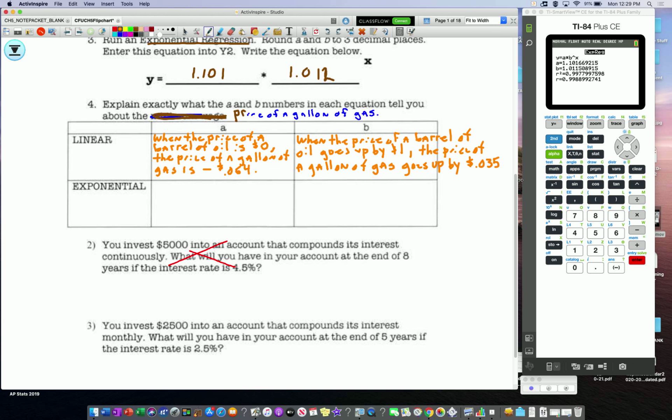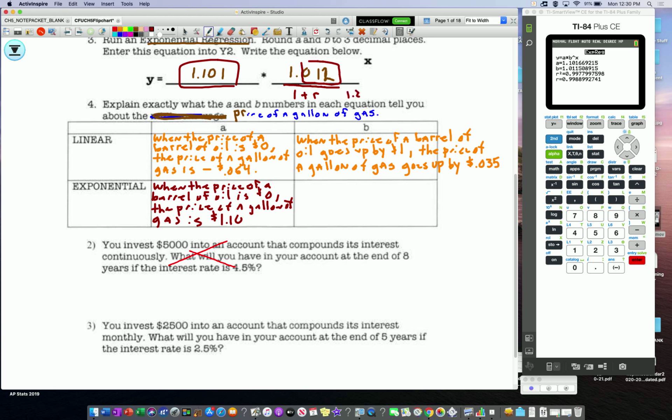All right, so let's look at exponential. So now exponential, okay, is it saying this? When the price of a barrel of oil is $0 again, now the price of a gallon of gas is roughly $1.10. So it's this number right here. That at least makes a little more sense that you don't have negative. It's probably the cost of refining the oil to get the gas. Okay? So now, remember that this number is like 1 plus the rate. So this part here is the rate, which is basically 1.2%.